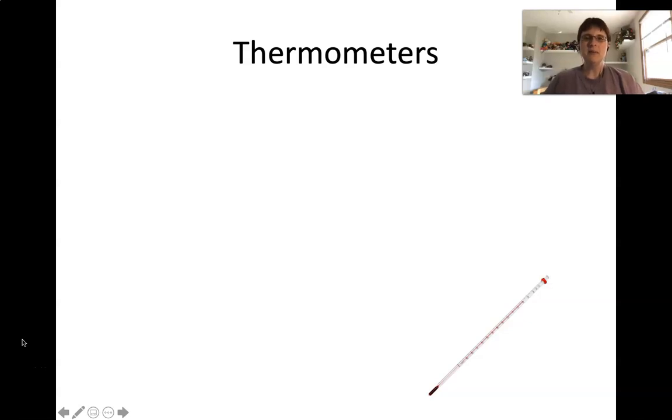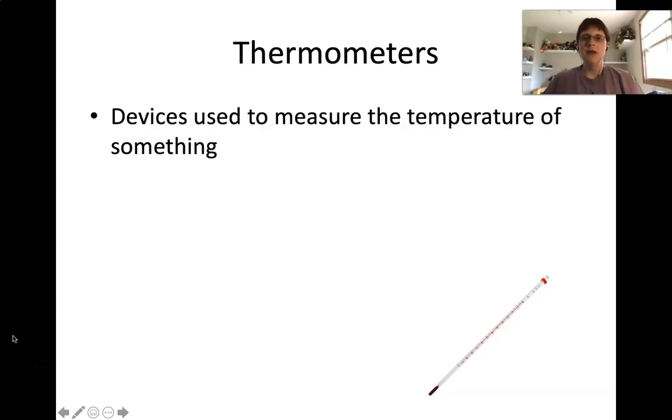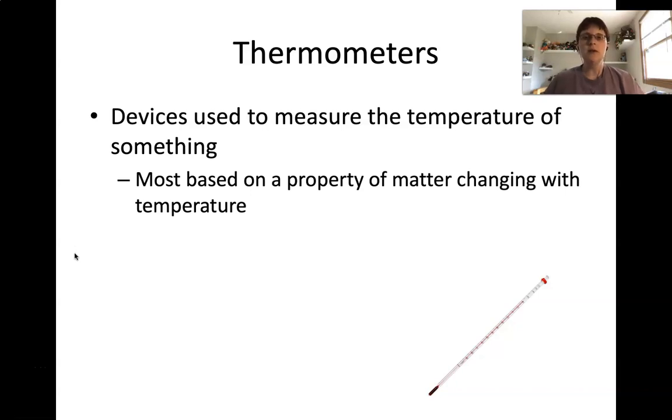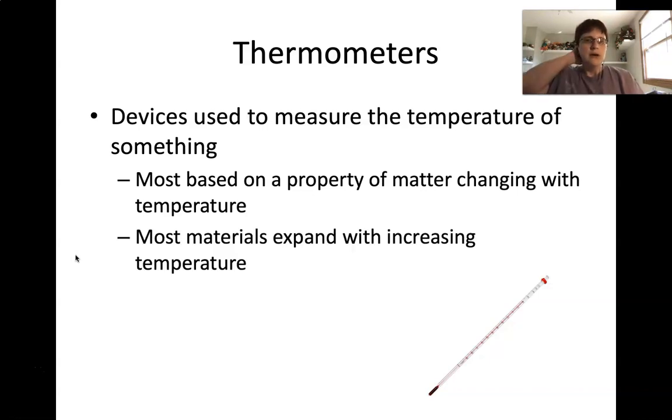All right, let's talk about thermometers. So, thermometers are any type of device used to measure the temperature of something. They're mostly going to be based on a property of matter changing with the temperature. Most of these are going to be based on materials that expand with increasing temperatures.